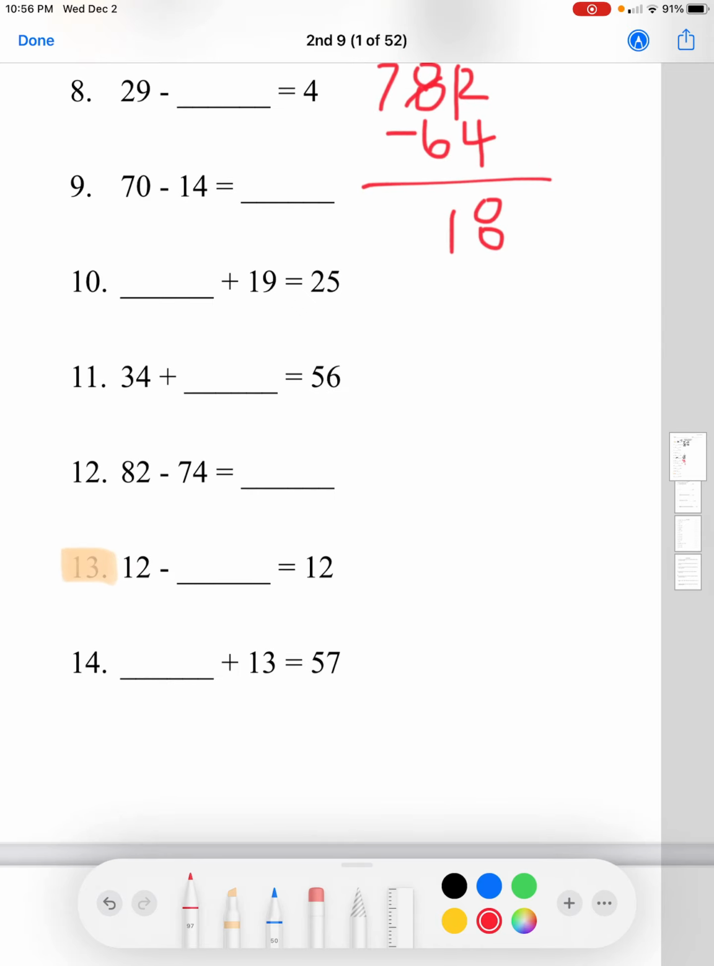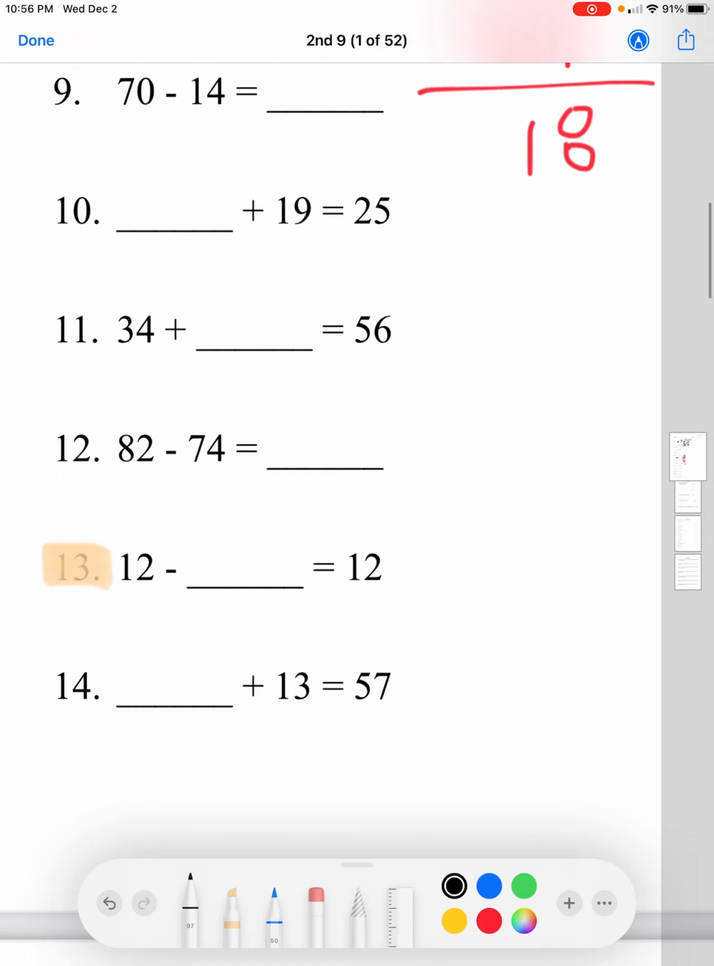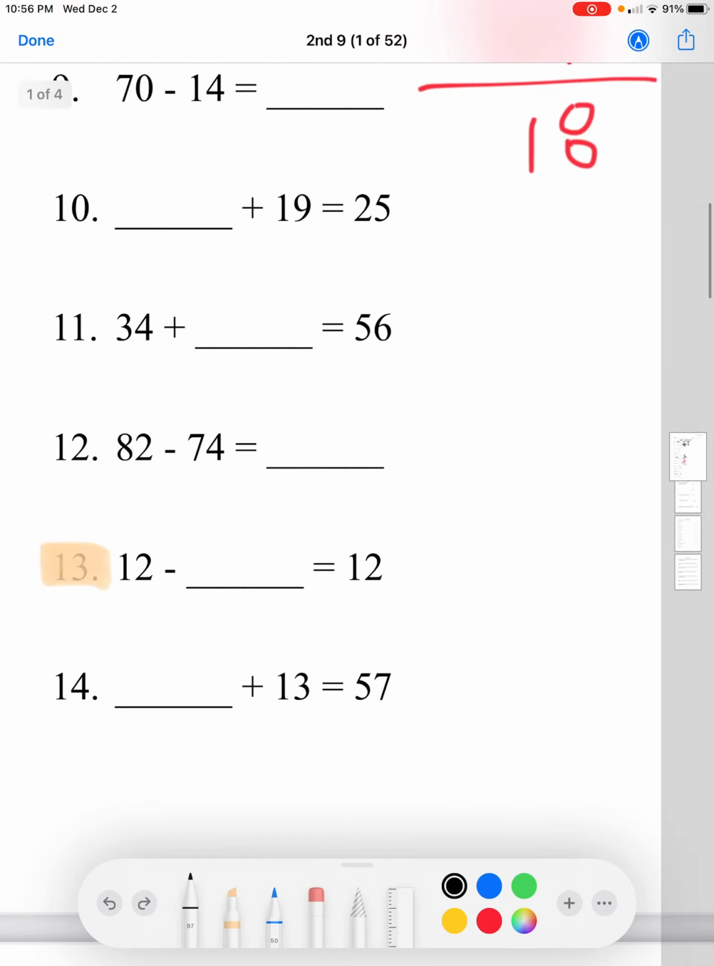Now this is our last example in our missing numbers. We have 12 minus blank equals 12. So that means we're starting out with 12 things. We're taking away an unknown quantity, and we're left with 12. So what we're going to have to do is subtract this from this. Let's do 12 minus 12.